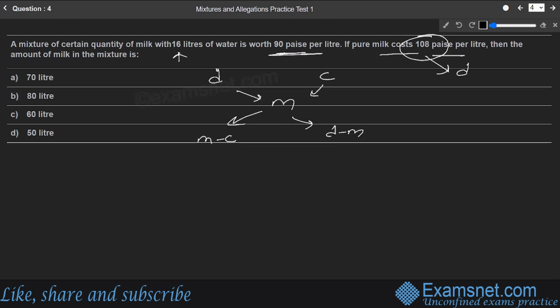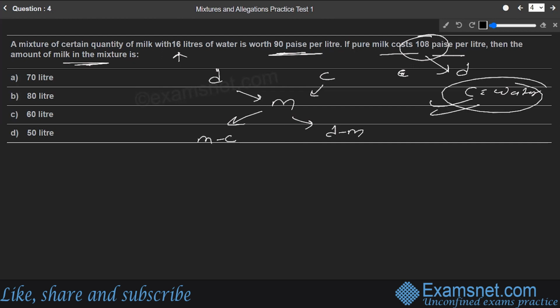They say a mixture of a certain quantity of milk with 16 liters of water is worth 90 paise per liter. So the cheaper part is nothing but the water, which is free of cost. That water can be treated as the cheaper part in the chart.